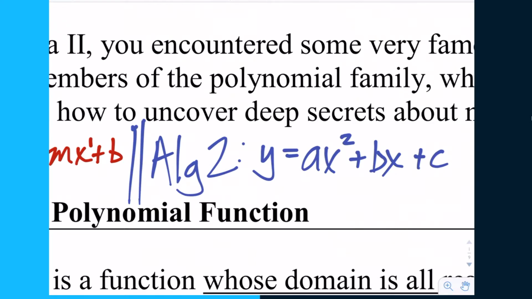Now, we call this one over here a first degree polynomial. And what did the graph look like of mx plus b? A line. So we called it linear. This one was now a degree 2 polynomial, and you called it a what? Quadratic, right? It makes sense. First degree, linear. The graph is linear. Second degree, quadratic, right? Because quad means what?